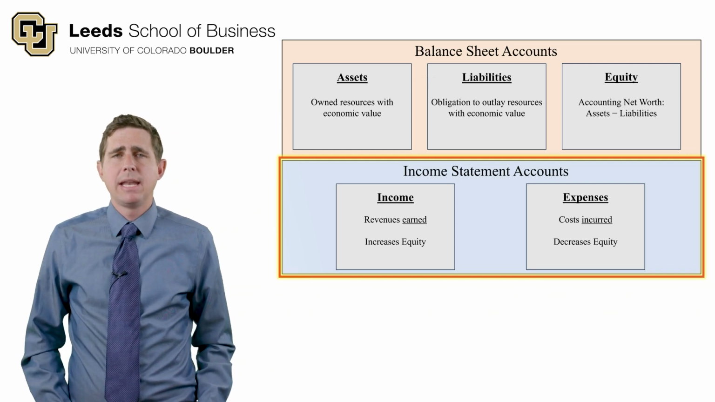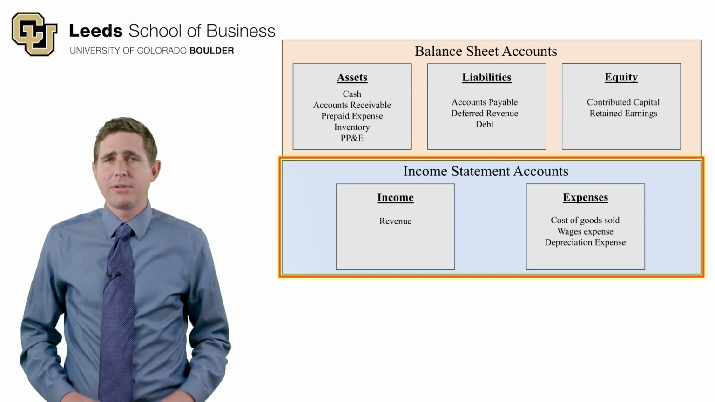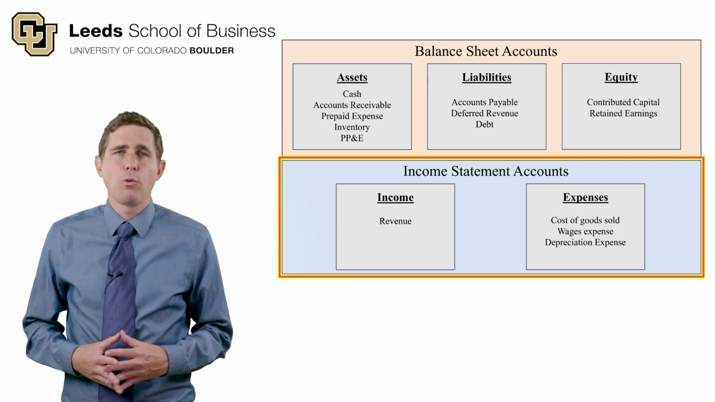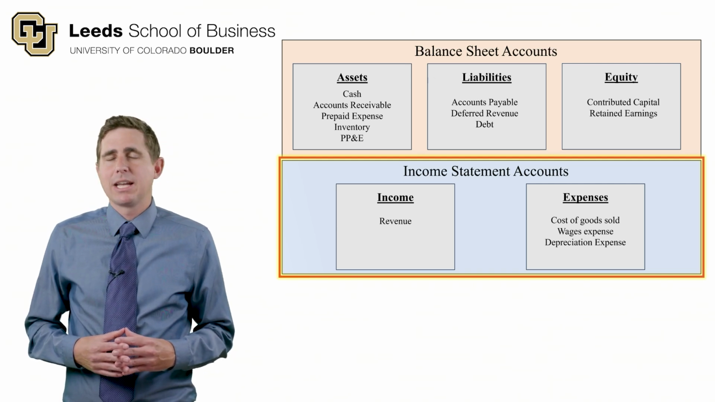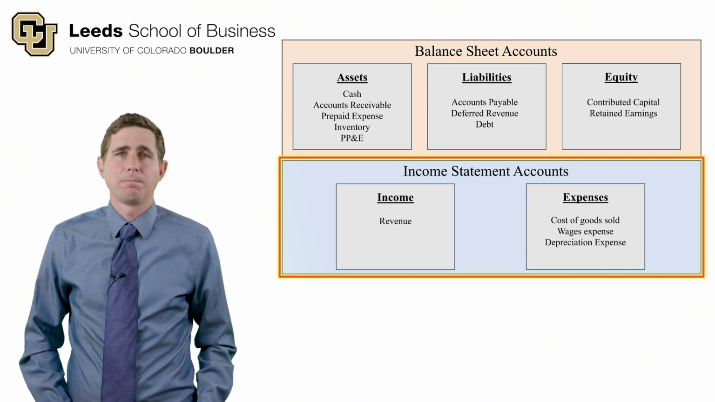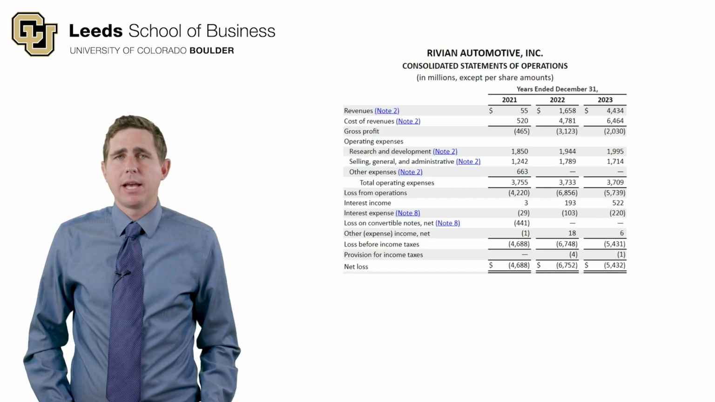Now over this slide, I'm going to overlay specific accounts that I want to go through in this video. In terms of income accounts, I just want to go through one account, revenue. And in expense accounts, I want to just go through 3 different expense accounts. So let's go. Again, we're going to use Rivian as our example company.